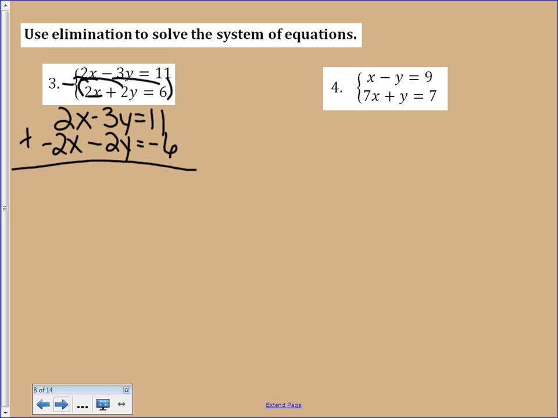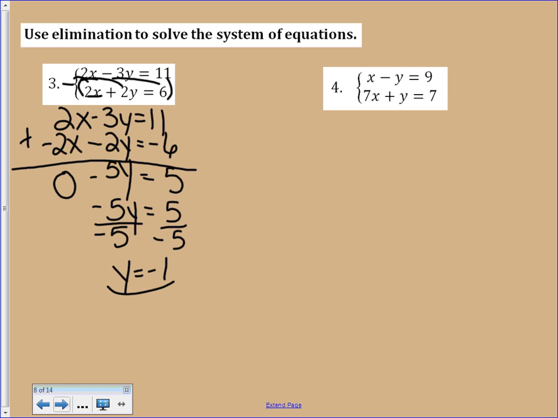2x minus 2x is going to be 0. And then negative 3y minus 2y is negative 5y. And 11 minus 6 is 5. So now I have negative 5y is equal to 5. So I'm going to divide both sides by negative 5. And I get that y is equal to negative 1. Step 1, done.